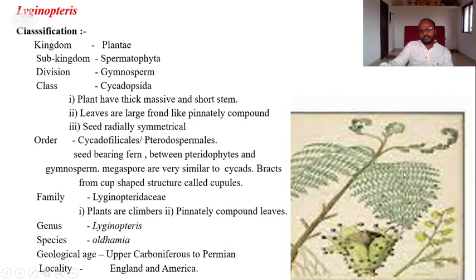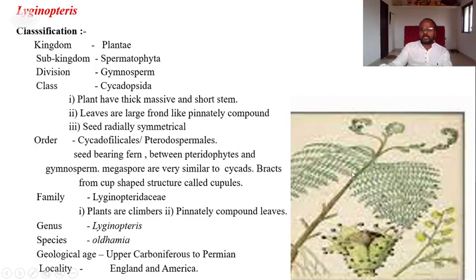Lyginopteris is a fossil plant which was discovered from England as well as from America. This Lyginopteris is also an organogenus or form genus plant. That means the root of the Lyginopteris, stem of the Lyginopteris, that means different parts of the Lyginopteris fossil plant, they have separate generic names. So this is the plant, and this plant we have studied.